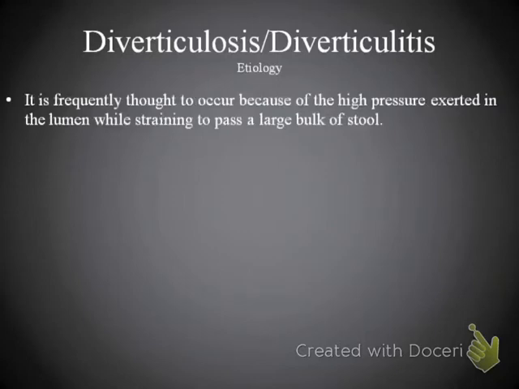So as we've already discussed, what is thought to be the cause of diverticulosis is the high pressure exerted in the lumen while straining to pass a large bulk of stool. And so once again, this high pressure that's exerted into the intestines actually causes these ballooning or outpouchings. And so that's why patients who have a great deal of difficulty using the bathroom, having a bowel movement, usually are the ones that will be having diverticular disease.